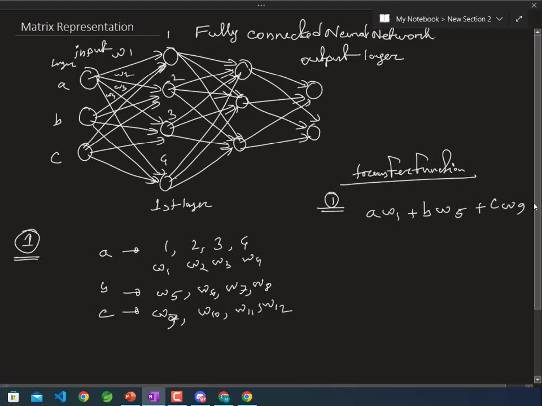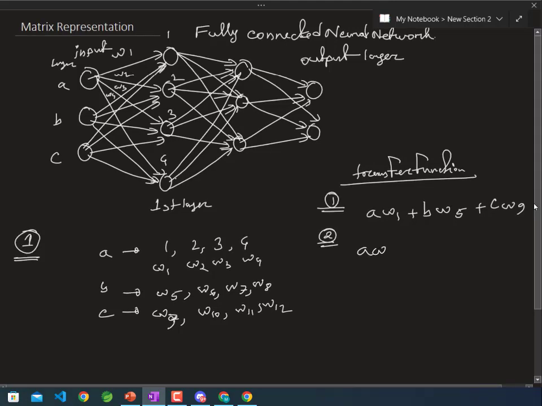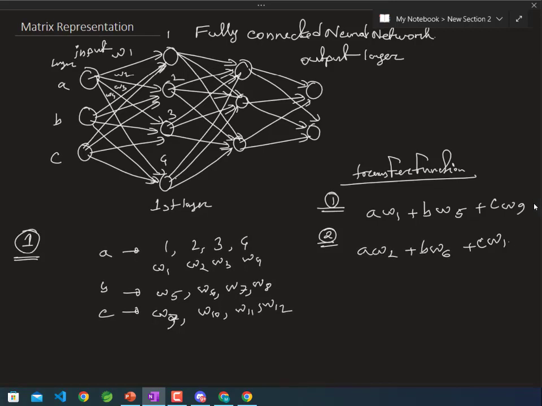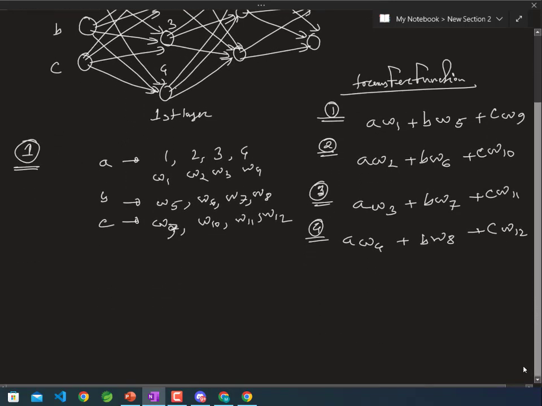So what about the 2? It will be AW2 plus BW6 plus CW10. What about the incoming input of 3? It is AW3 plus BW7 plus CW11. And the last one, the incoming input of 4, is AW4 plus BW8 plus CW12. So these are the equations of the transfer function computed in a linear algebra manner.